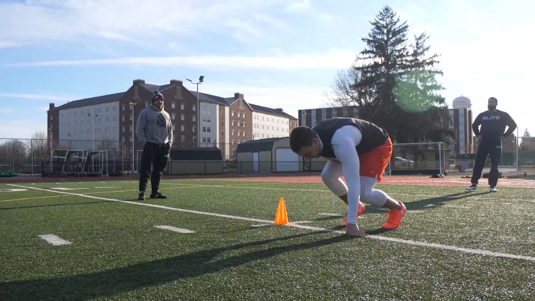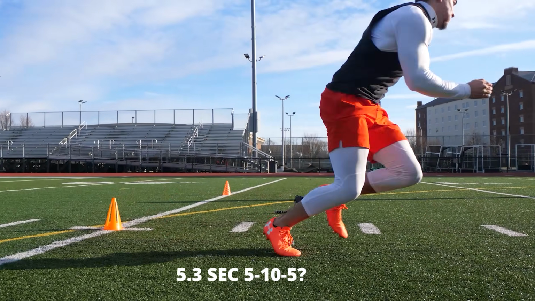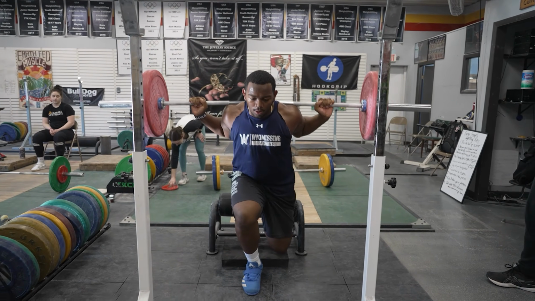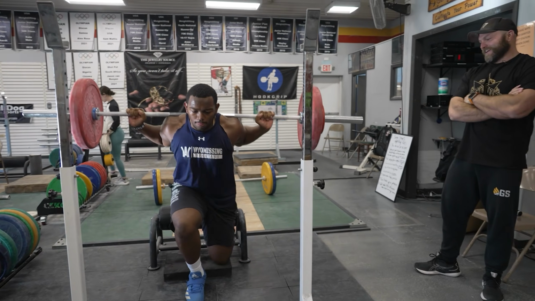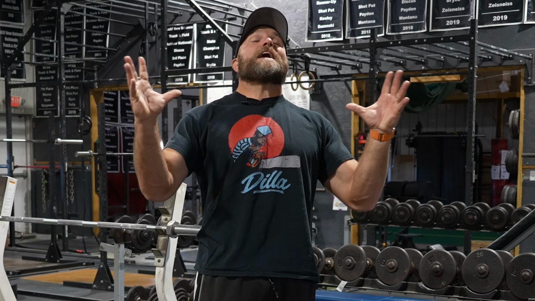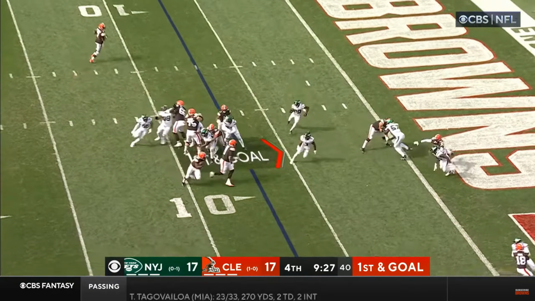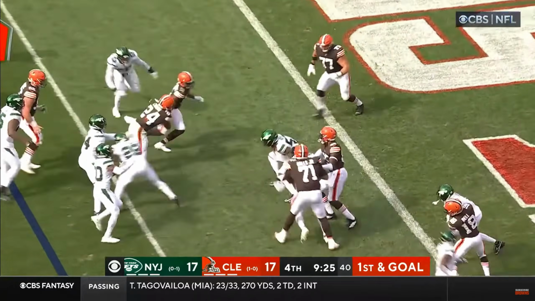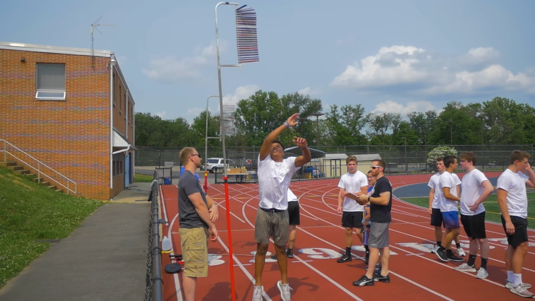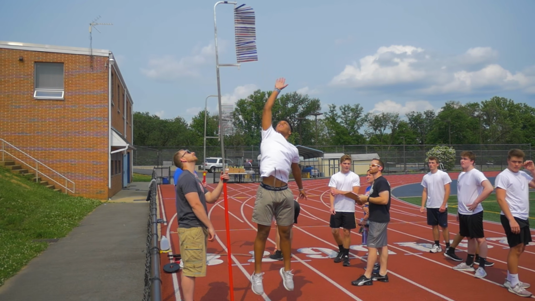Maybe you're running a 5.3, 5.1, 5.0, and you single leg squat less than your body weight. This is going to be a glaring limiting factor. You then need to improve your leg strength to enhance your transient speed. Maybe you're slow off the ball. Maybe your vertical jump is less than 25 inches.